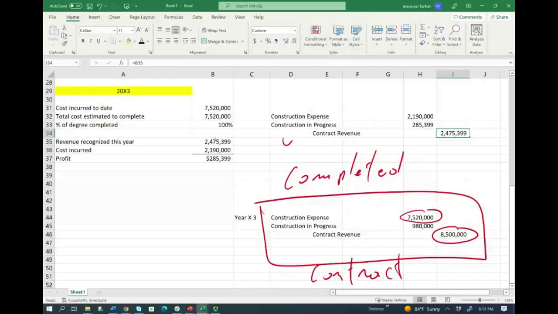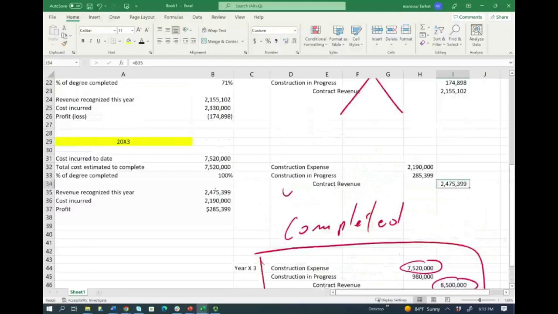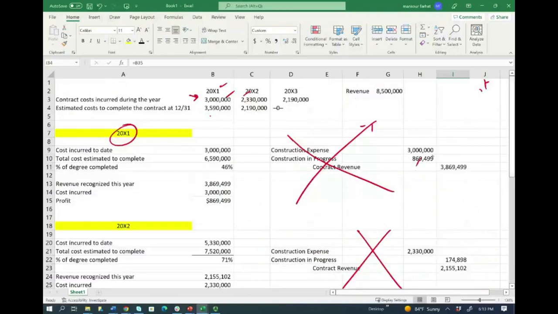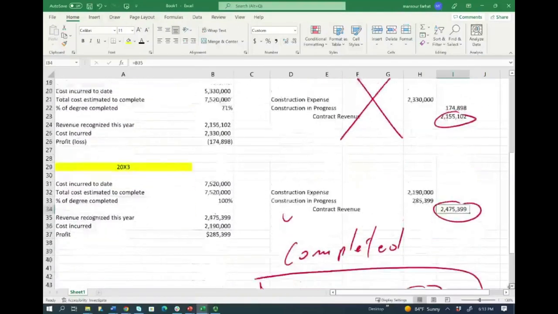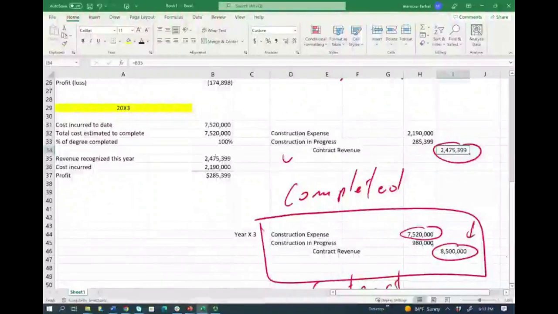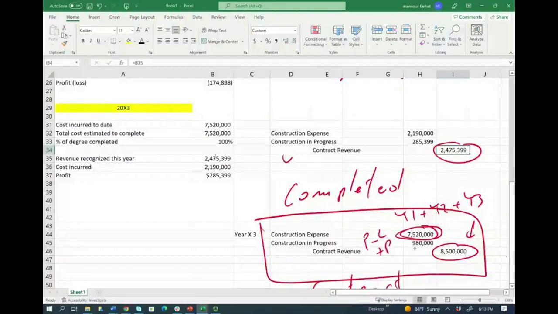And if you want to, you can add up, where did I come up with all these revenues? If you add up all the revenues, year one, year two, and year three, you will come up with 8.5 million. Same thing with the expenses. If you add up year one expenses plus year two expenses plus year three, and if you add up the profit from year one minus the loss plus the profit of year three, you will get 980,000, which is the construction in process. So you will make one journal entry only in year three.